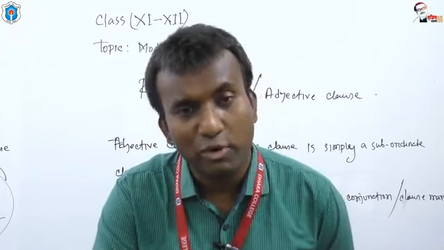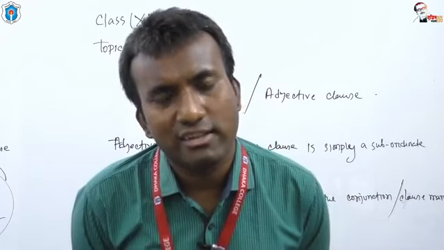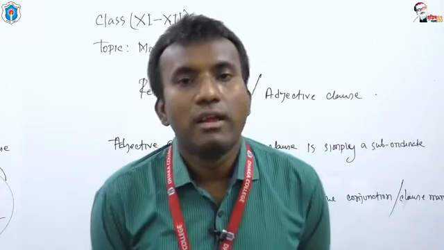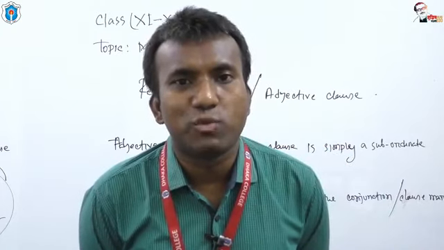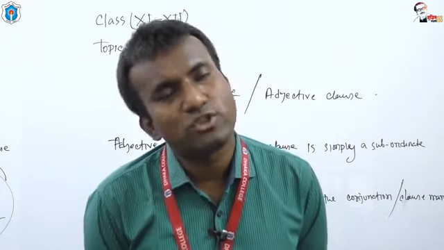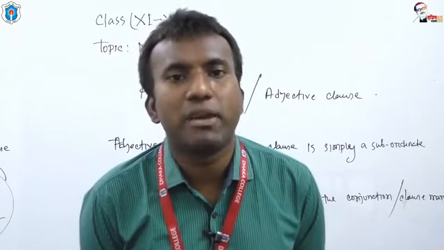Subordinate clauses are of three types: noun clause, adjective clause, and adverbial clause. If a subordinate clause works as a noun, it is called a noun clause. If it works as an adjective, it's called an adjective clause or relative clause. If it works as an adverb, it's called an adverbial clause.